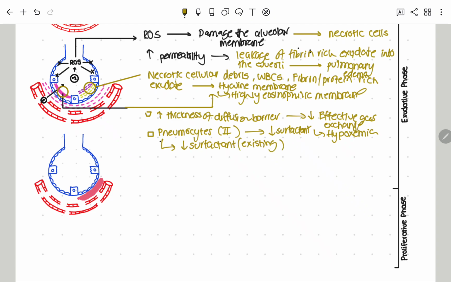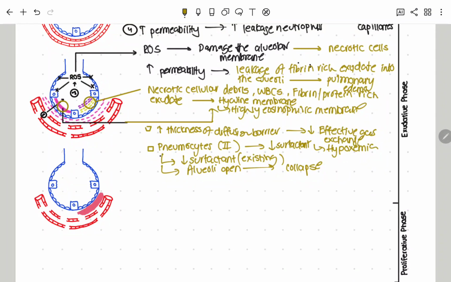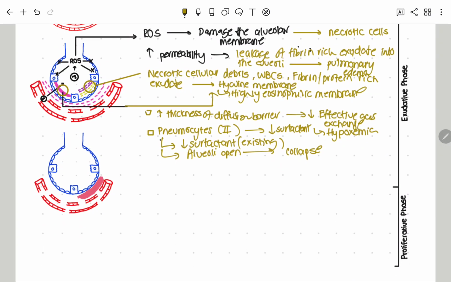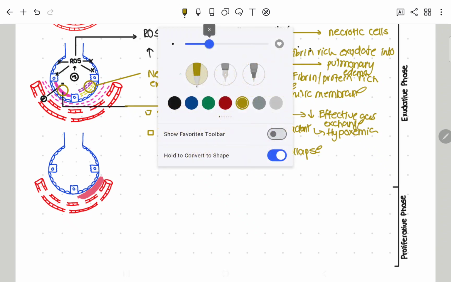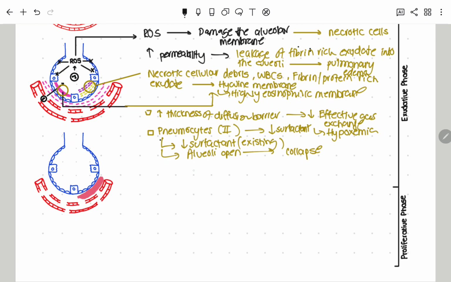No new surfactant can be produced. Existing surfactant is damaged and destroyed. That basically means you cannot hold the alveoli open anymore, and thus the alveoli collapse. And so this is everything that is taking place in the exudative phase. So the morphological changes, like I said, I've already written them down in yellow for you. Now what we need to talk about is what happens in the proliferative phase, where the healing process takes place.